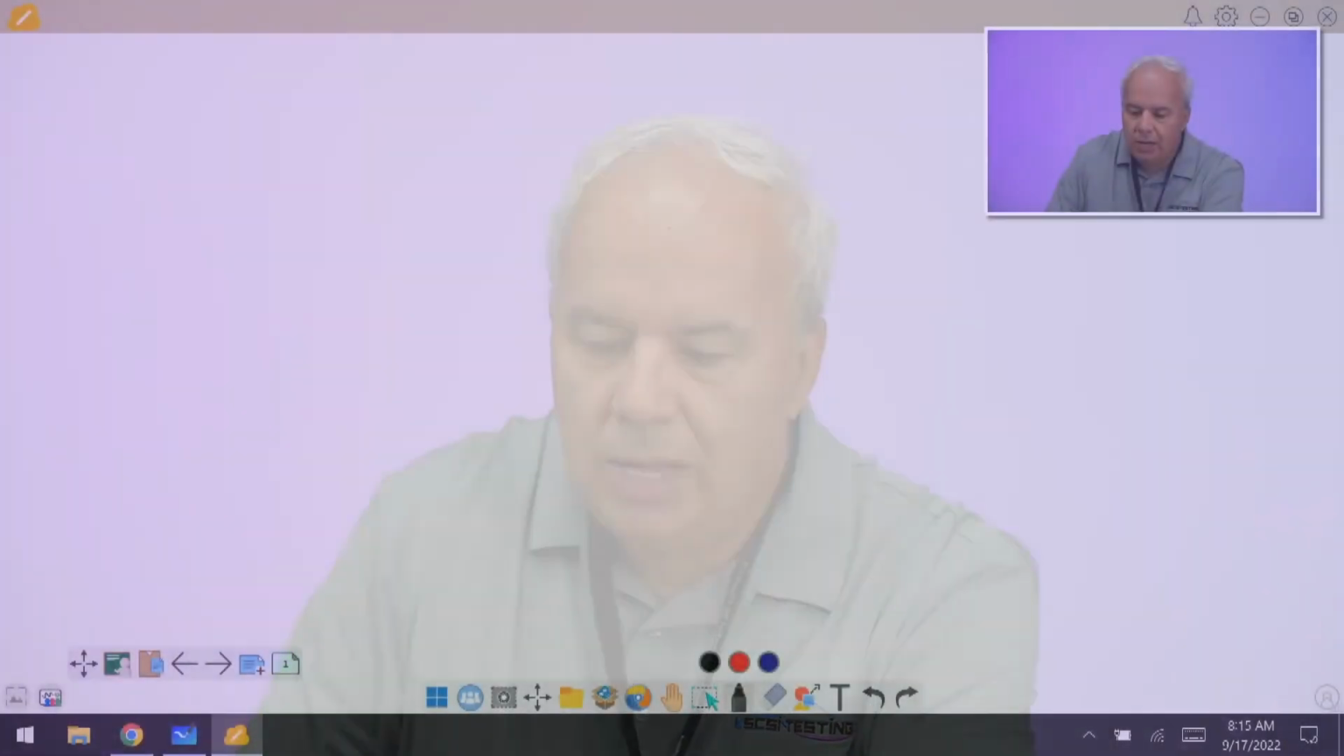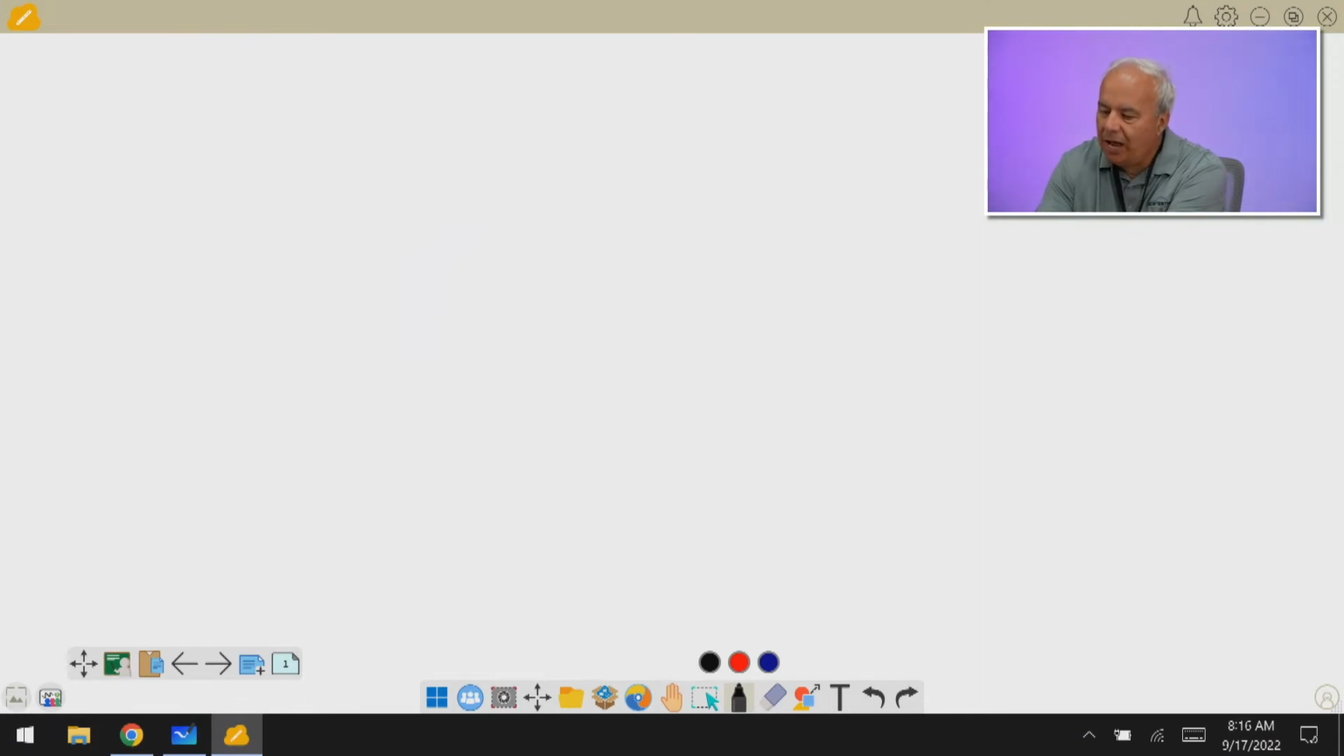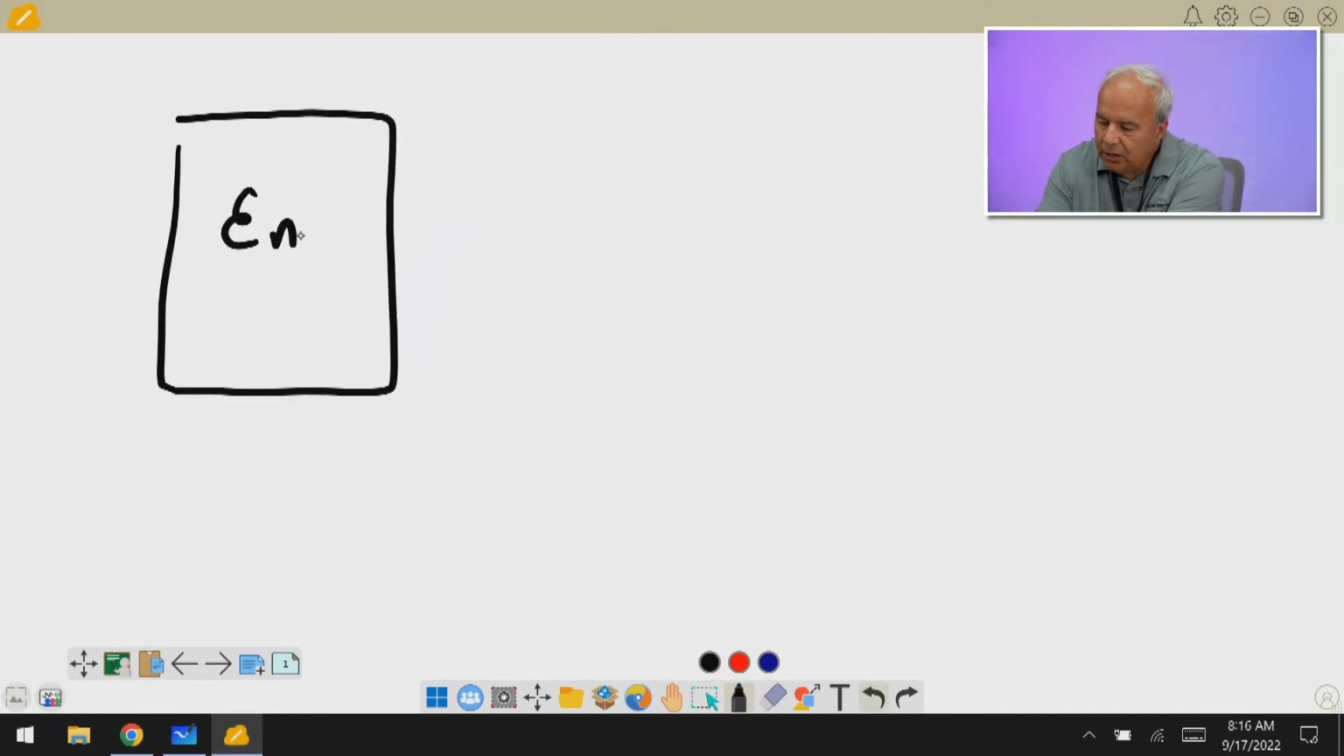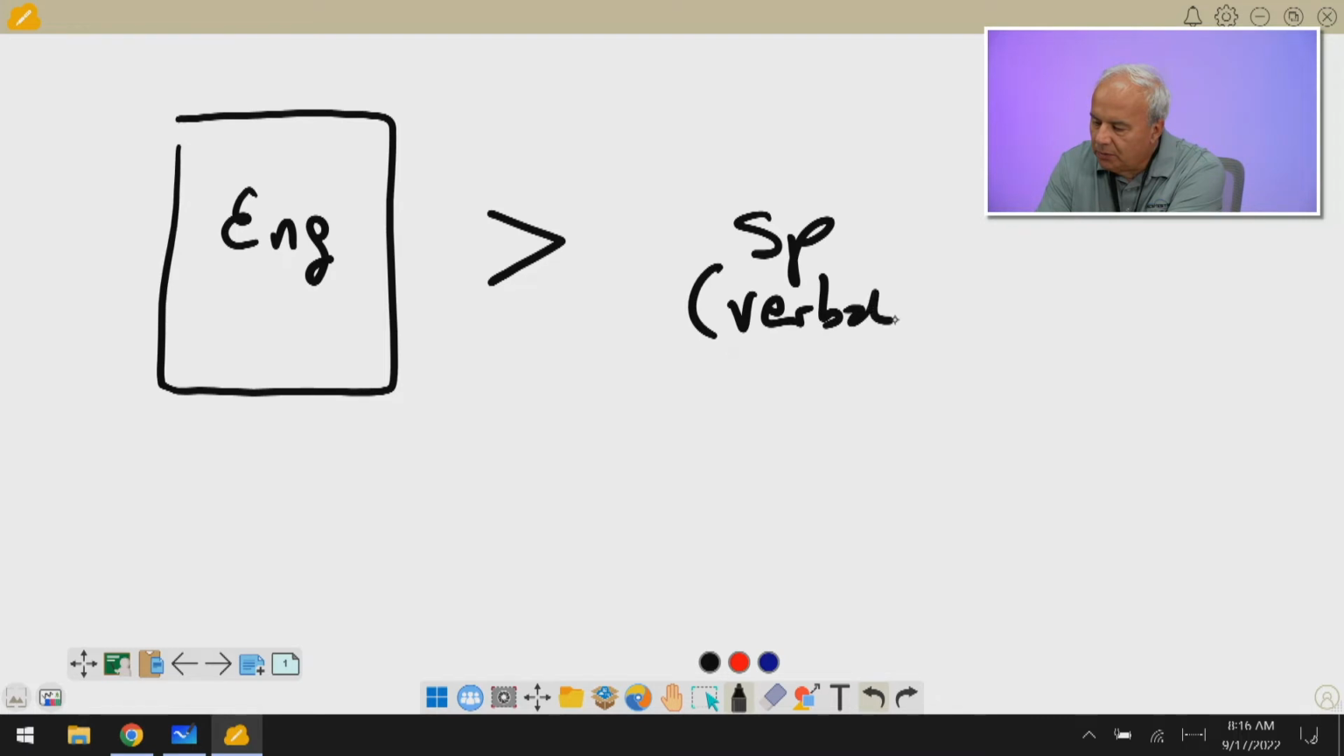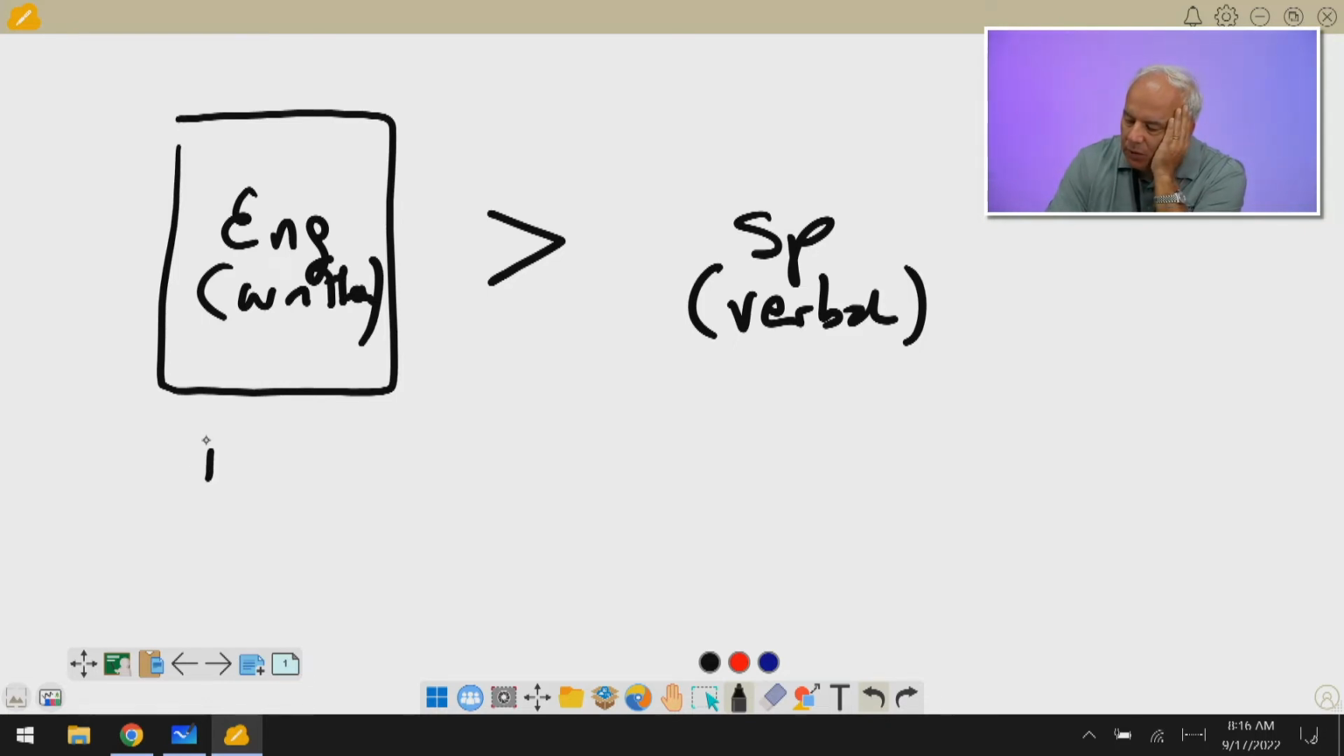Let's see, here we go. Okay, so let me just switch this. So what we're going to do is we have now a document that is in written form, and it's written in English, and we're going to transfer it into Spanish in a verbal form. So this is written. The first stage is going to be the review process.